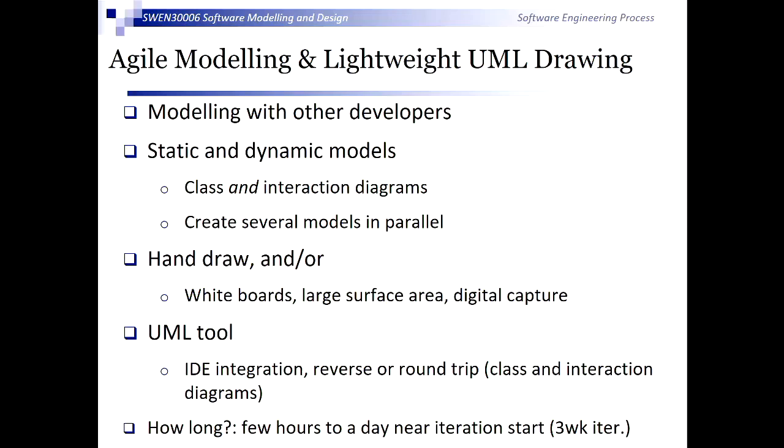And again, just really a reminder here, modelling is typically a group activity. You want multiple sets of eyes, input from multiple people, review from multiple people. So it's something you do with other developers. We iterate between our static and dynamic models. So we have our class and interaction diagrams, and we expect that we'll make these models in parallel and iterate between them, refine them as we go along.